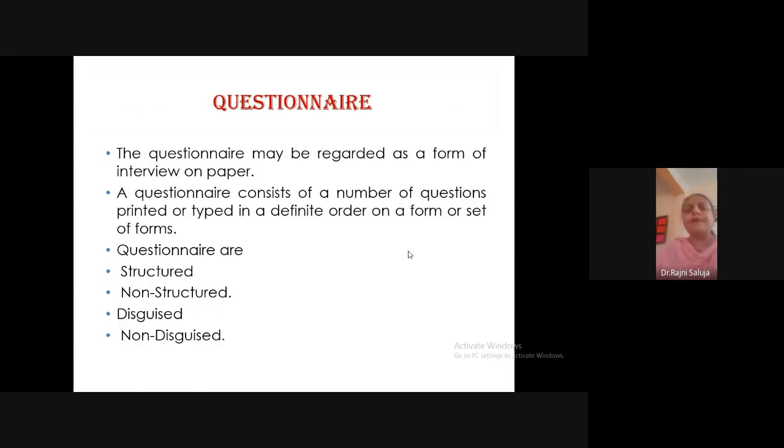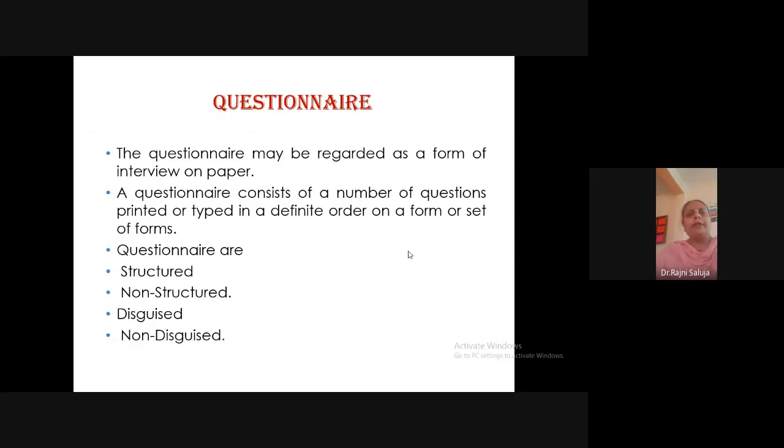Now, the questionnaire is very commonly used, especially when we have to go for some survey. A questionnaire is prepared, and it is generally most commonly used in the sciences, social sciences, management, and commerce. Now, we can say a questionnaire is a form of an interview which we are taking on paper. It means we prepare a set of questions, print it, and decide the proper sequence.